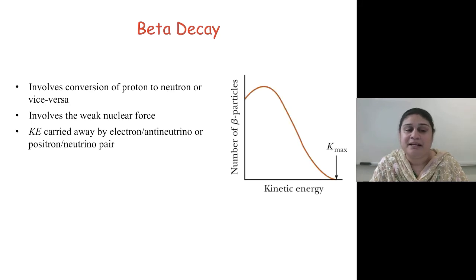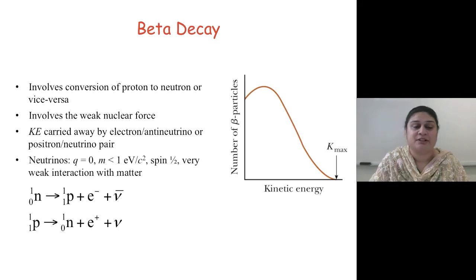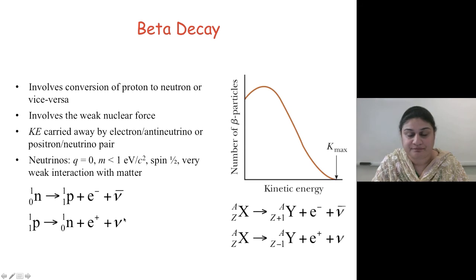Beta decay. Beta decay involves the conversion of a proton to a neutron, or vice versa. It involves the weak nuclear force. The kinetic energy is carried away by the electron and electron-antineutrino, or positron and neutrino pair, as given here. So a neutron will decay into a proton plus an electron plus an antineutrino, or a proton will decay into a neutron plus a positron and a neutrino.